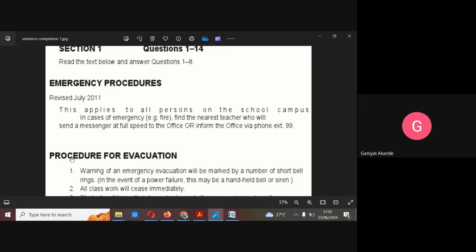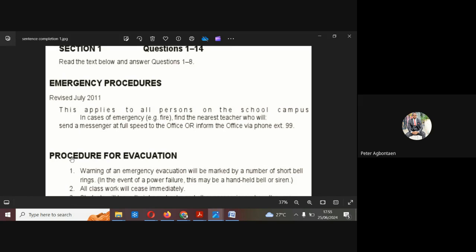Leave. It means to remove people or things from a place. Yes, that's evacuate. To remove people or to remove things from a place. That's the meaning of evacuate. So here it says evacuation.